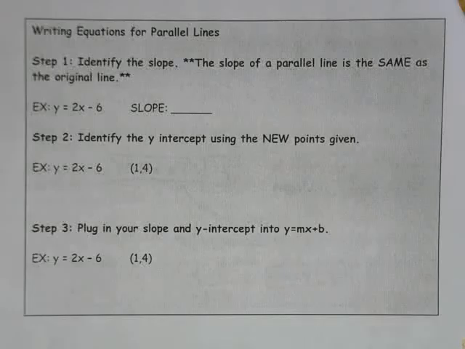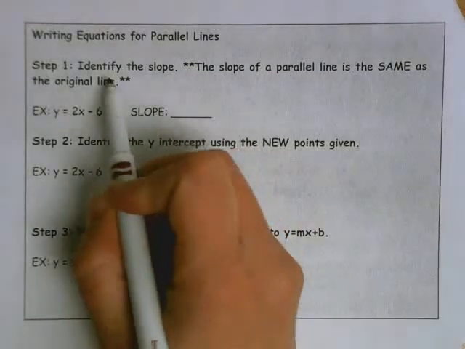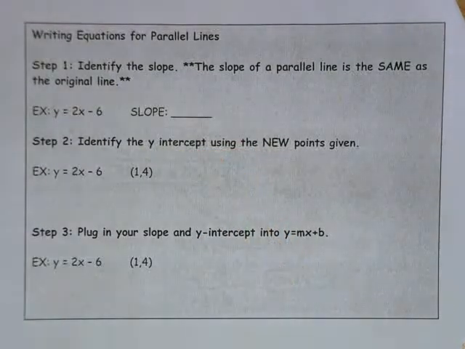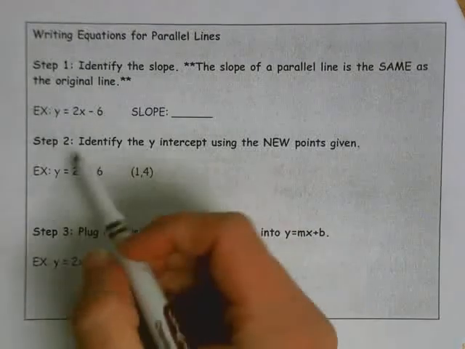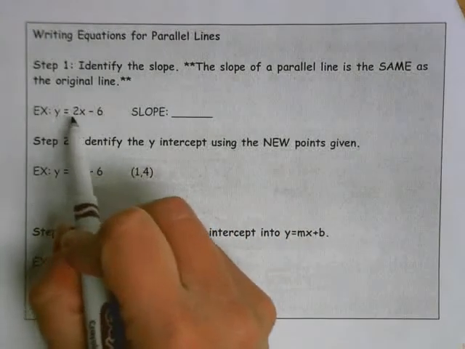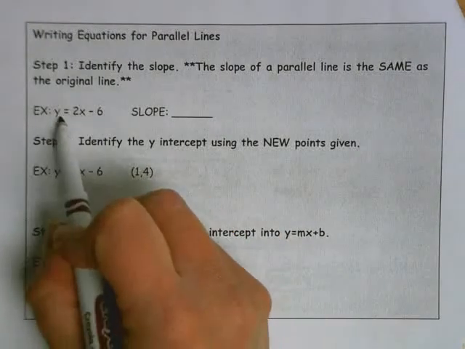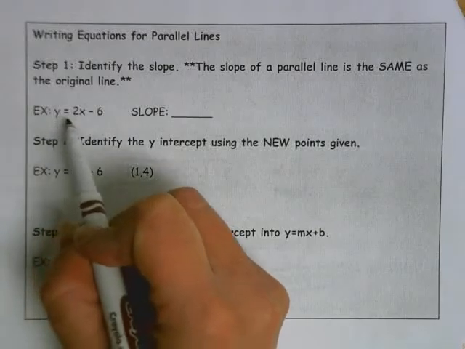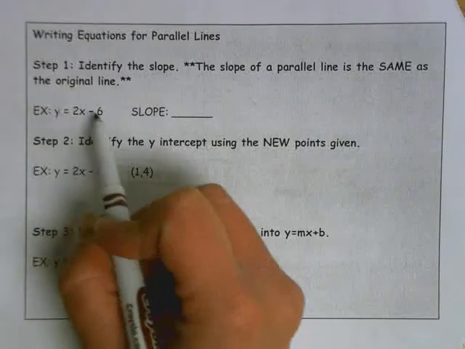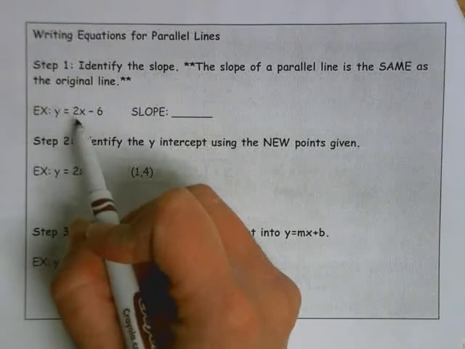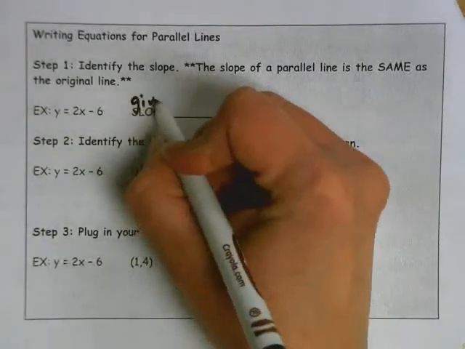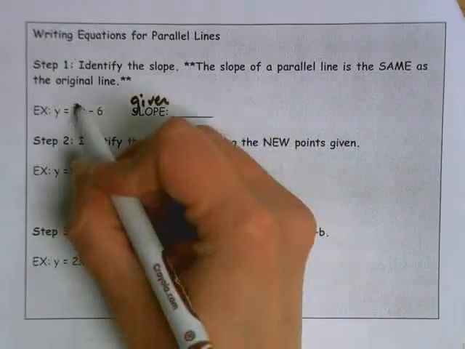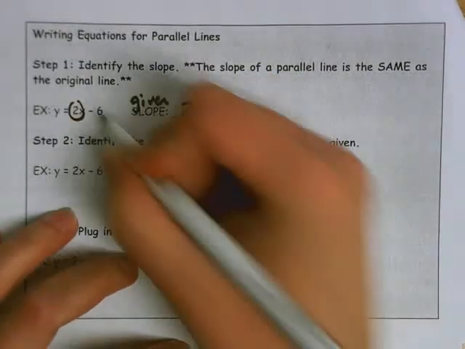Okay, so we're going to continue our work in this review packet with the notes on writing equations for parallel lines. So the first step is to identify that slope that you are given. So we're going to assume that the directions say to write an equation that is parallel to this one right here, and that they give us a point that it also goes through. So if this is the equation, guys, what is the original slope? What is the given slope? Well, what's in front of the x? 2. That line has a slope of 2.